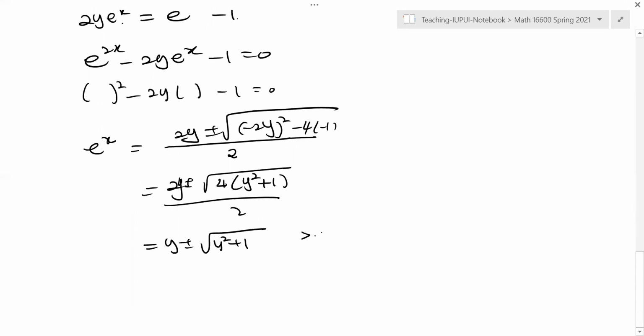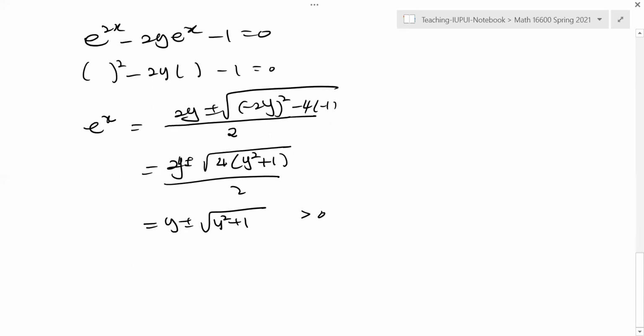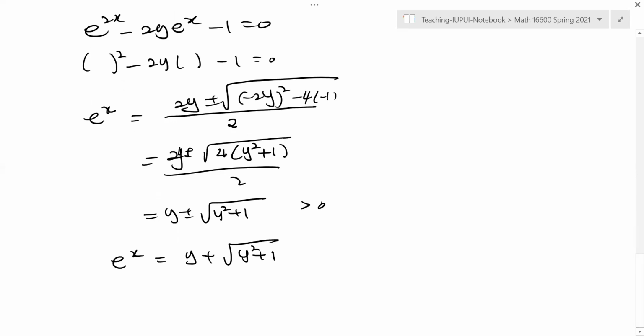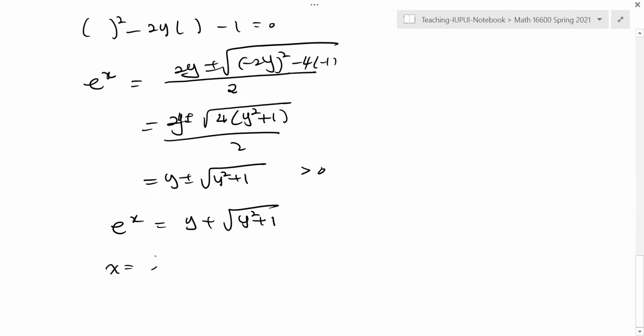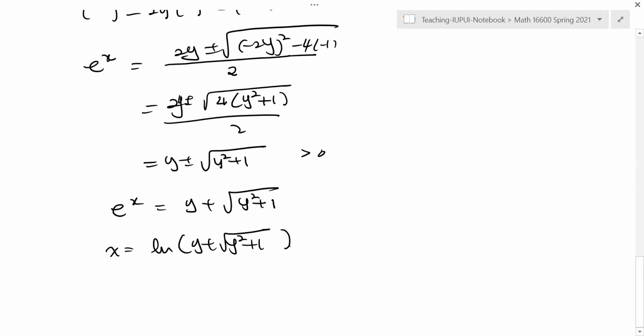E to the x is never negative. So clearly you cannot choose the negative sign, because y minus the square root of y squared plus 1 will give me a negative. So that's why e to the x is y plus the square root, right, that's the only choice. All right, so we can find the inverse. Then x is going to be natural log of y plus the square root of y squared plus 1. Not too bad. Okay, this is our inverse.